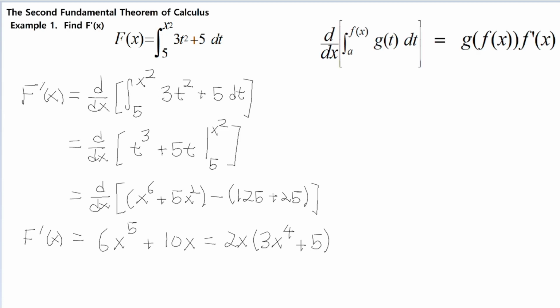So here is the equation of the second fundamental theorem of calculus. It can be applied if you're taking the derivative of a definite integral where your lower limit is a constant and upper limit is a function, resulting in a composite function of g of the upper function times the derivative of your upper function.